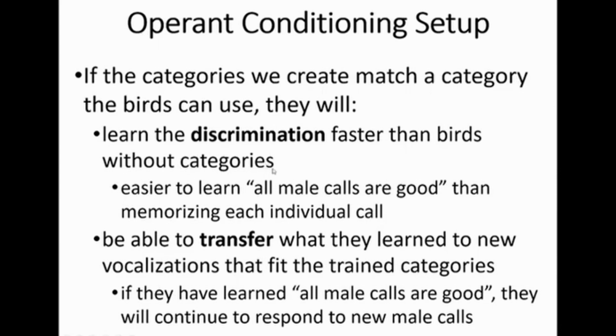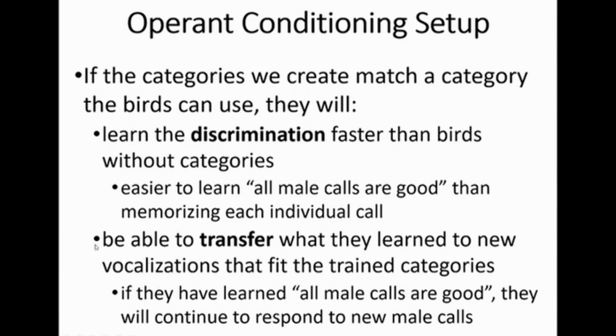If we just presented them with a whole bunch of vocalizations, then they couldn't use a category, a general rule of male calls are good and female calls are not. They'd instead have to memorize each individual call, which chickadees are stubborn enough and good enough with vocalizations that they will do it, but it takes them longer than if they can just use a shortcut rule like all male calls are good. So they would learn faster if they're using the categories that we think they're learning. That's our first check that they're doing what we think they're doing.